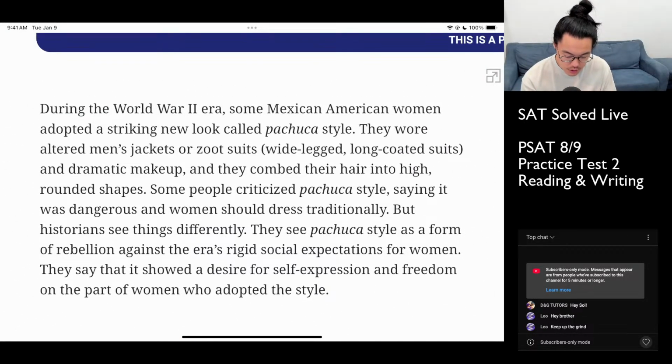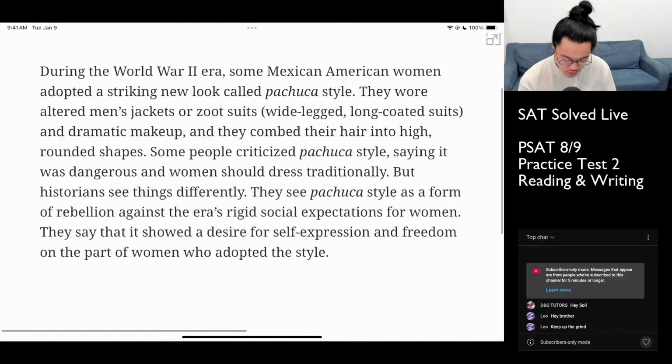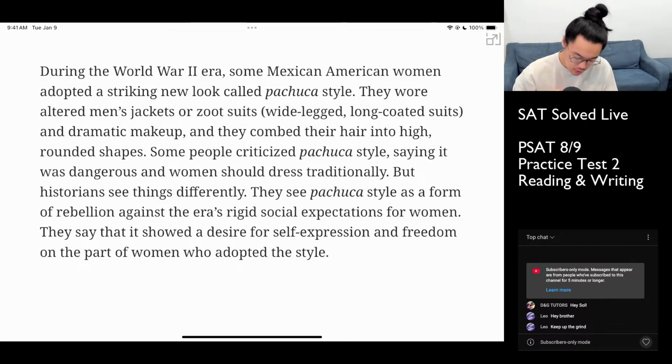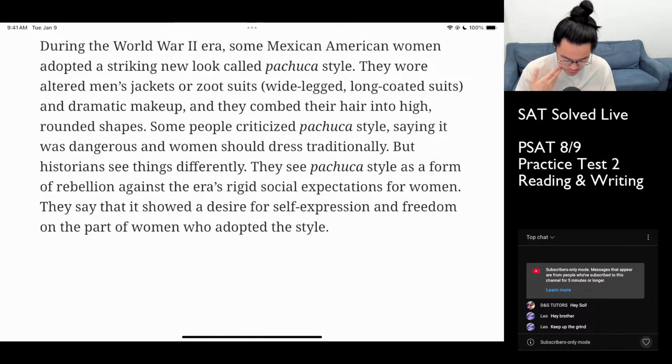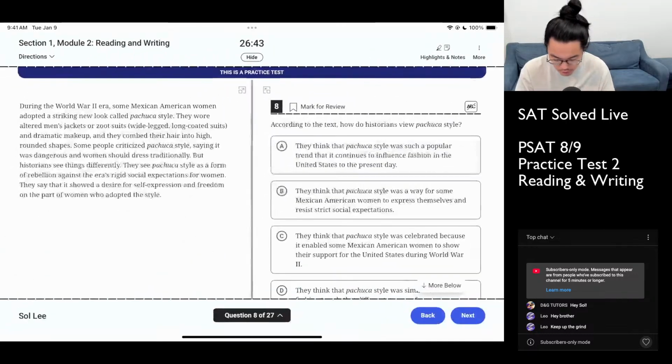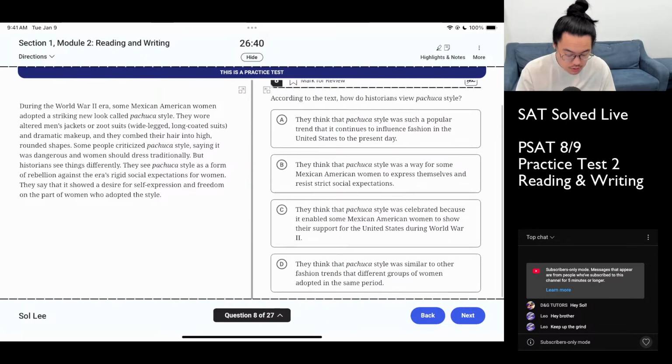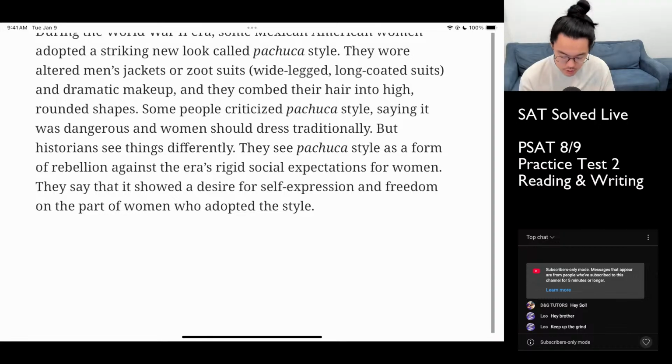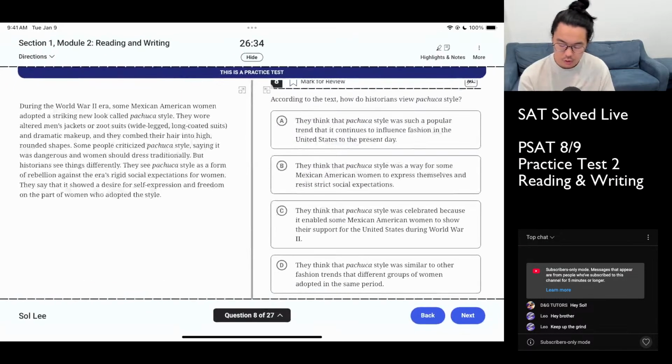Mexican-American woman, Pachuca, men's jackets, dramatic makeup, cool, World War II era, high rounded shapes. Okay, that's just a phenomenon. Here we go. Reaction, criticizing, counter-reaction, historians' reaction. They see it as a form of rebellion against the expectations for women, self-expression. All right, good. How do historians? They actually view it positively as a reflection of the desire for self-expression, freedom, and against the social expectations. Oh, there we go. That is exactly good.